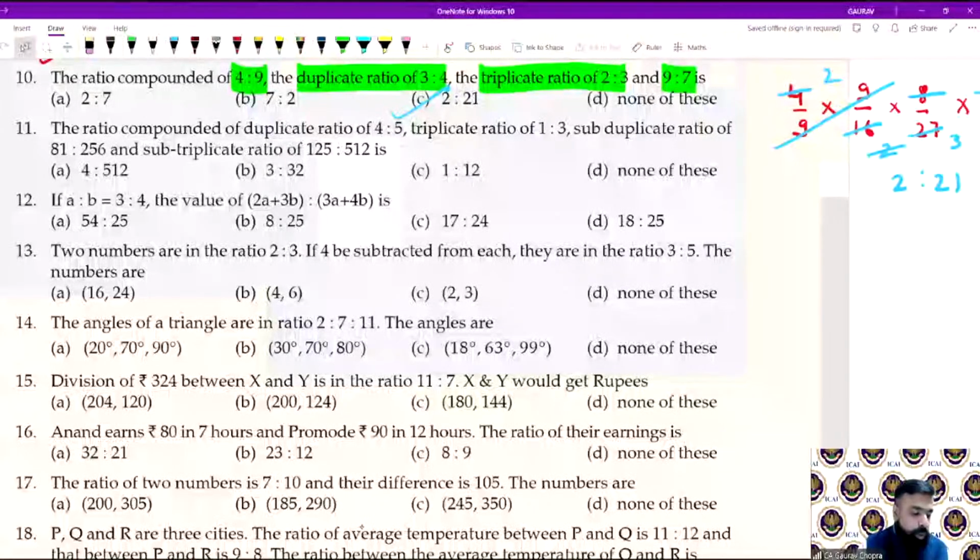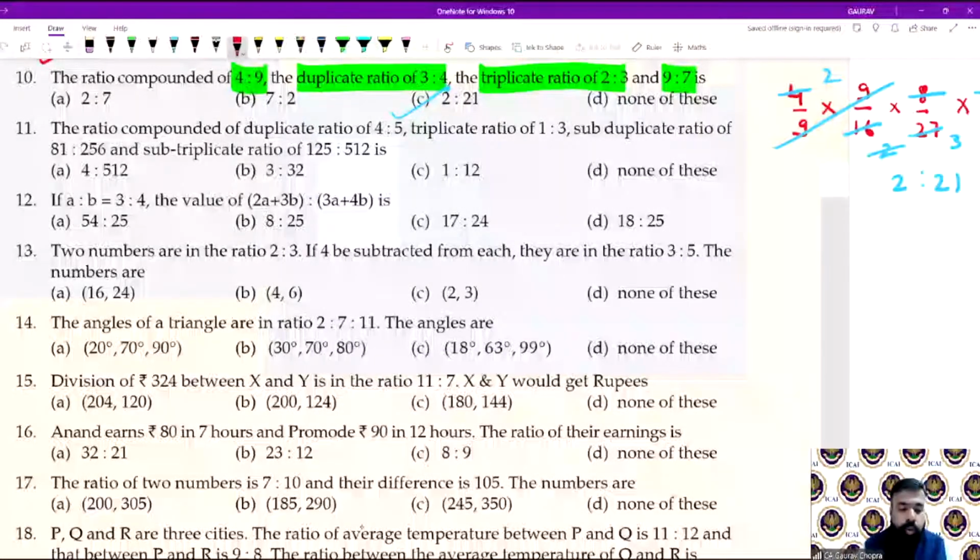For question number 11, Soumya Rajan has given option D, Fatima D, Khushi D, Fareen also D. So everybody is saying option number D.